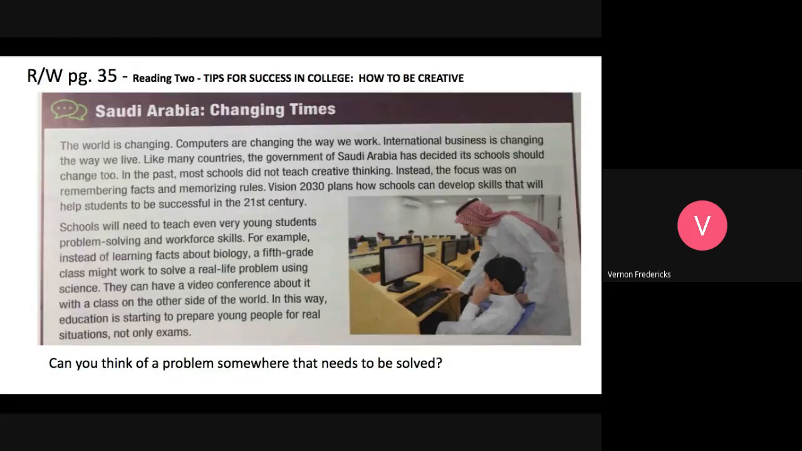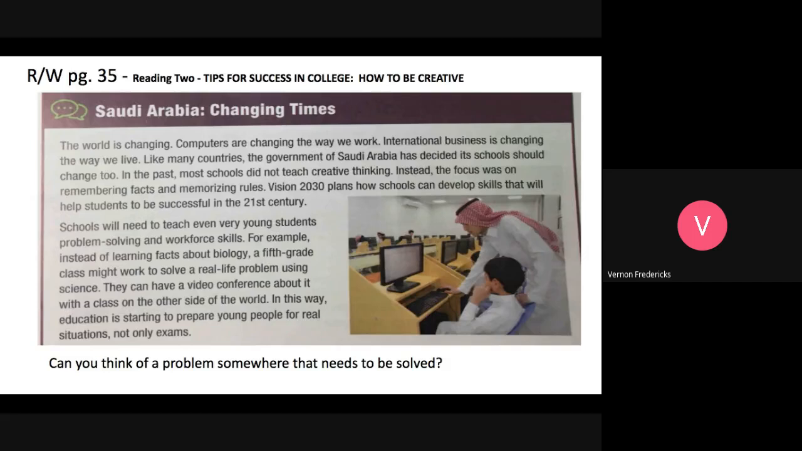Saudi Arabia, changing times. The world is changing. Computers are changing the way we work. International business is changing the way we live. Like many countries, the government of Saudi Arabia has decided its schools should change too. In the past, most schools did not teach creative thinking. Instead, the focus was on remembering facts and memorizing rules.